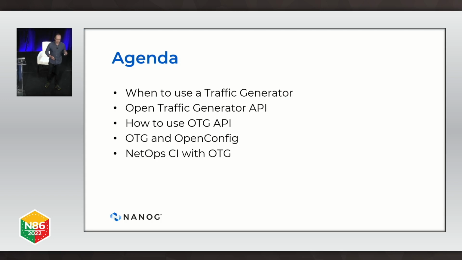So what I'm going to do today is give you a very brief overview of what a traffic generator is and when people typically use it. And then we'll see how we think the Open Traffic Generator project can expand this usage across multiple use cases. I'll have some examples of how to use the Open Traffic Generator API. And then we're going to dive into one use case where we have the most traction, with the OpenConfig project. And then we'll explore new opportunities we are looking for in the network operations space.